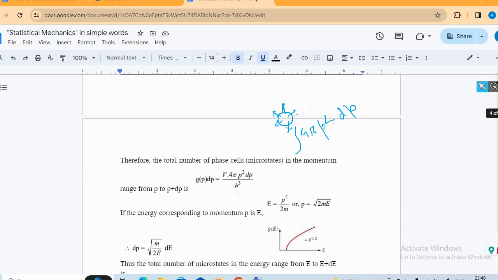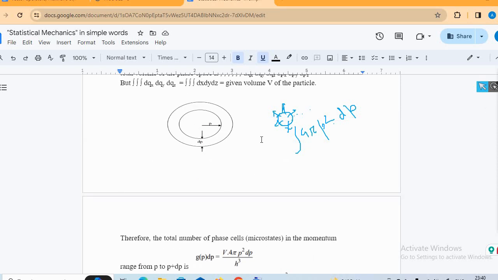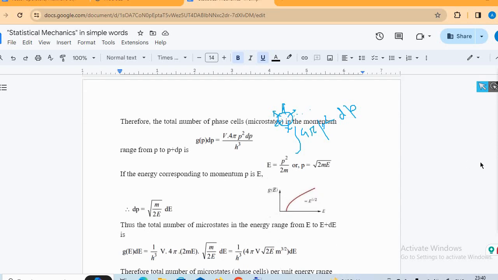So just coming to this part, we have V into 4 pi p square dp divided by h cube. h comes from the uncertainty principle, where the momentum range is p to p plus dp. Now we have assumed the particles are in a random form, they are moving, and their total energy is in the form of kinetic energy. So E is given by p square by 2m, so p is given as under root 2mE.